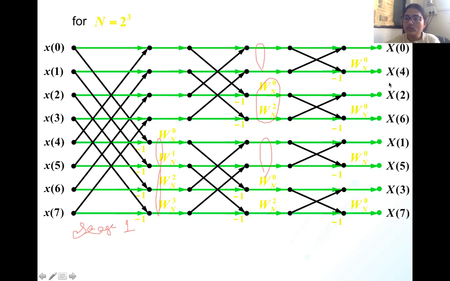So x of 0, the next point obtained is x of 4. Then here it is x of 2, x of 6, x of 1, 5, 3 and 7. So these are the output points that we will be getting at the output, right? So this is the entire DIF algorithm.